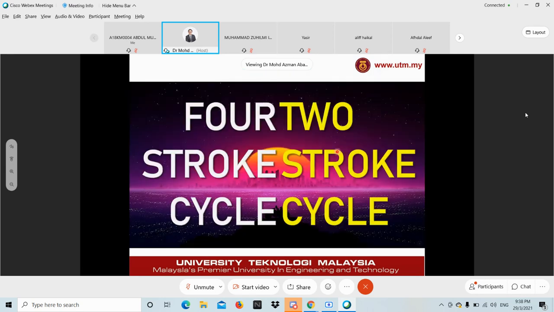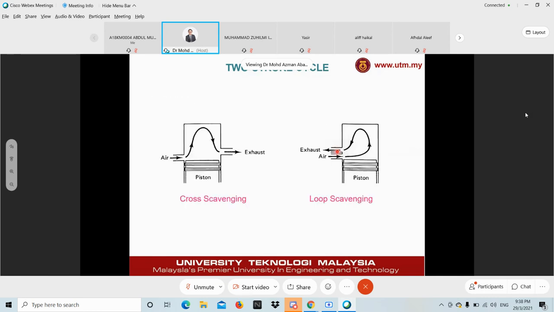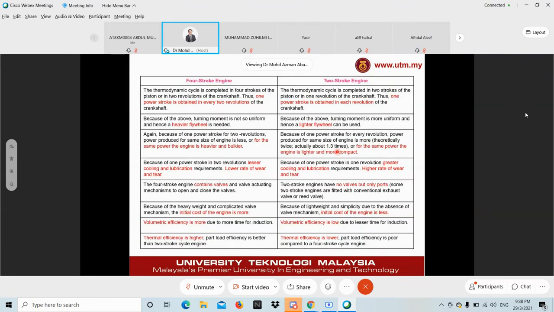So let's compare the difference between four-stroke cycle and two-stroke cycle. Just let's go through this one. What's the difference between four-stroke engine and also two-stroke engine? So thermodynamically, the cycle is completed in four strokes of the piston in 2 revolutions, whereas on a two-stroke cycle, you only need 1 revolution to complete a cycle. Okay, so hence two-stroke cycle is more efficient.